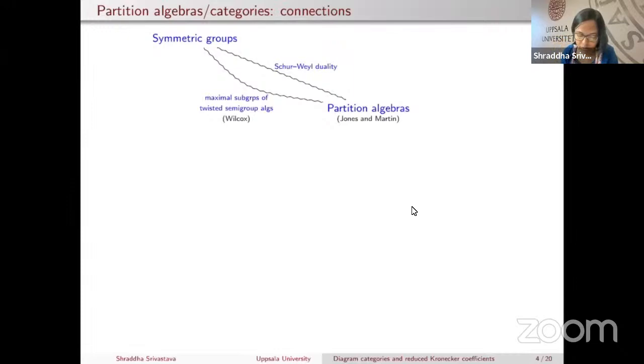There, we can realize the partition algebra as a so-called twisted semigroup algebra. And in semigroup theory, maximal subgroups play an important role. In the case of partition algebras, the maximal subgroups are given by symmetric groups again, and they are different from what appears in the Schur-Weil duality. That symmetric group is different from the symmetric group appearing there. This was already kind of known; Martin had been using this approach, but he did not give it the term twisted semigroup algebra. It was formally done by Wilcox.